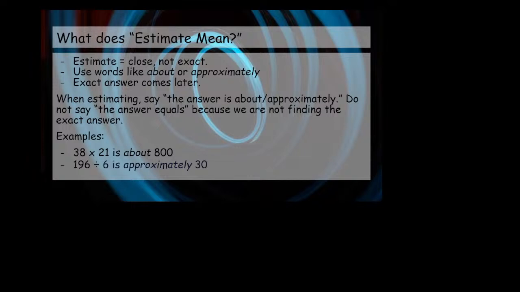Some examples could be 38 times 21. That is about 800. 196 divided by 6 is approximately 30. We don't want to say 38 times 21 is 800 because it's not 800. It's just approximately, it's around that number. It's not exactly 800. That's why we will say it is about 800. We can also say approximately. These words can be used interchangeably when estimating.